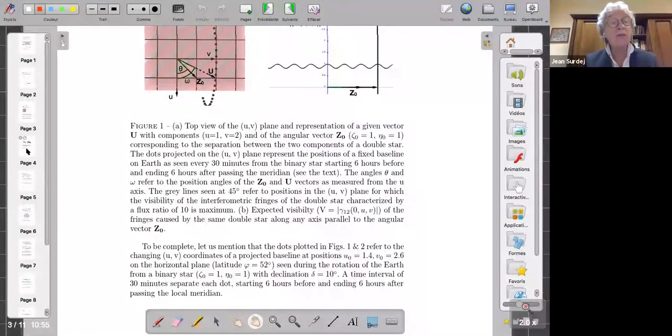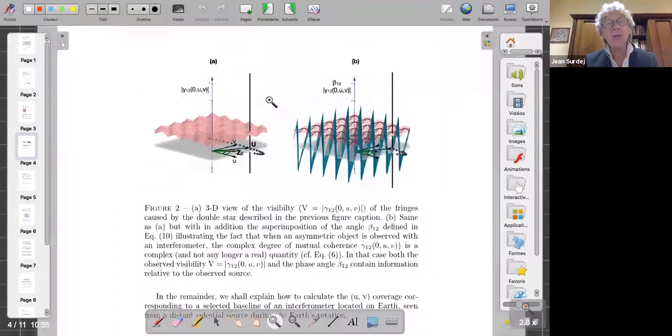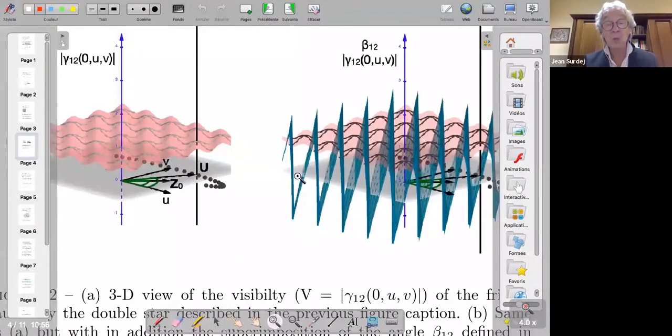Okay, now I jump to the next page, and what I've shown here is, in addition, a 3D representation of the visibility as a function of the UV frequency. But here on the right side, what appears, I think it's a kind of gray color, is in fact the phase shift beta 1,2. And so you see that for the case of a non-equally bright binary star, this angle, phase shift, is not equal to zero, neither equal to pi, but it oscillates between the two. And so you could make use also of the phase information to retrieve the parameters of the binary star that you are just resolving with an interferometer.